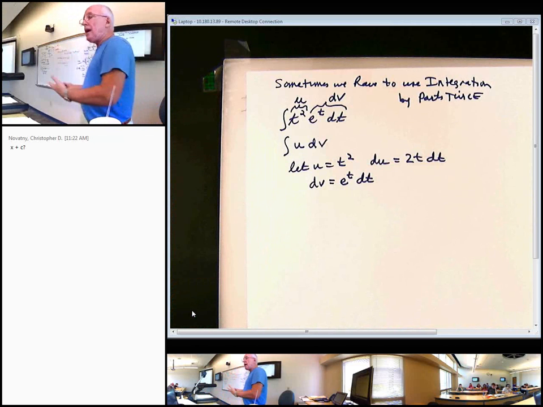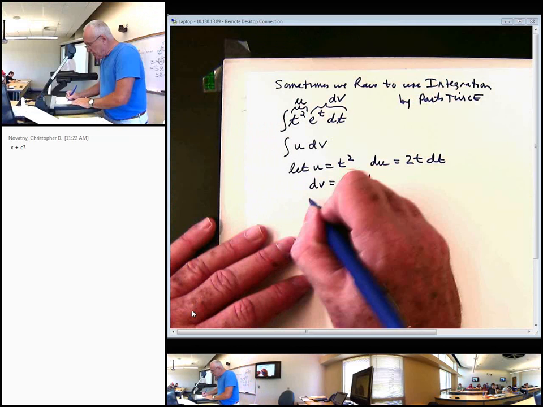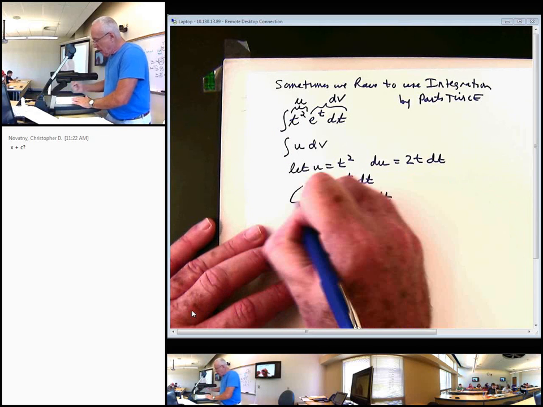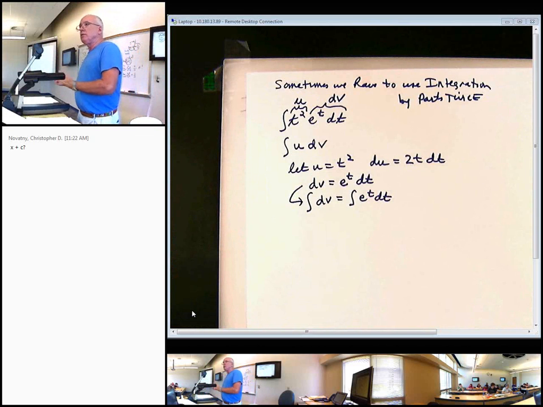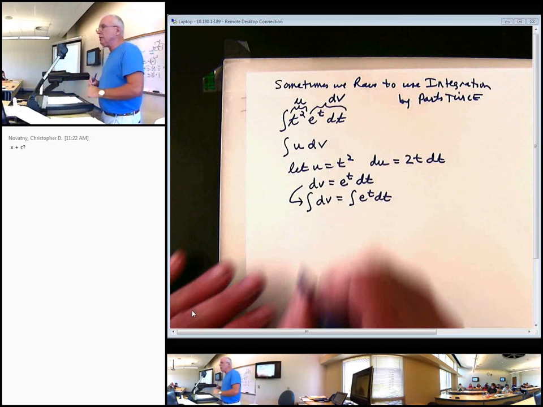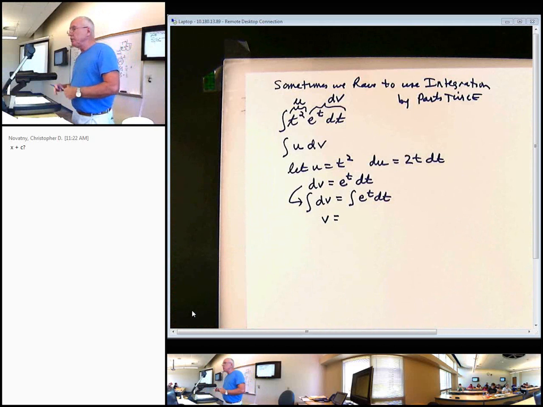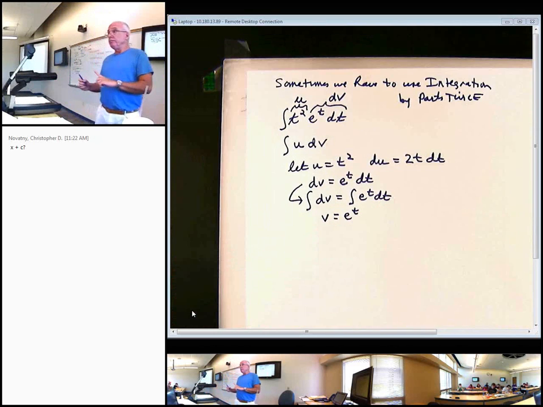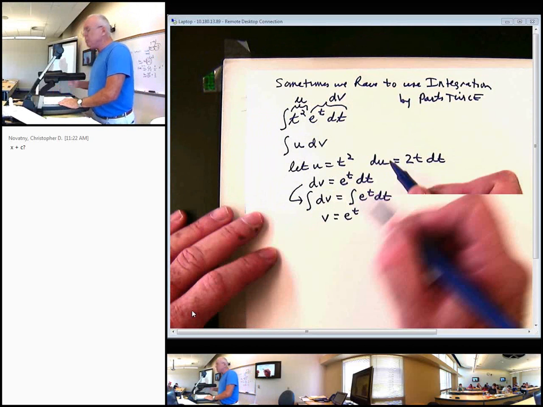All right, so we have to find v also. That's part of the process. So I do the antiderivative of both sides. And so the antiderivative of 1 times dv is just v. So I get my v there on the left-hand side. And we know, or hope we're going to know, that the antiderivative of e to the t is just e to the t. It's just equal to itself. Now, I'm not going to put a plus c here. All right, so I've got my u, my v, my du, and my dv.